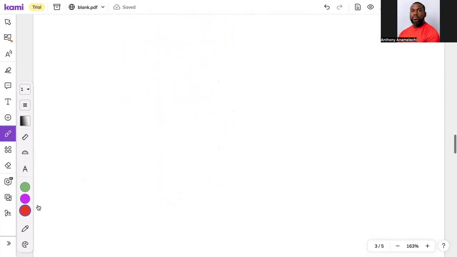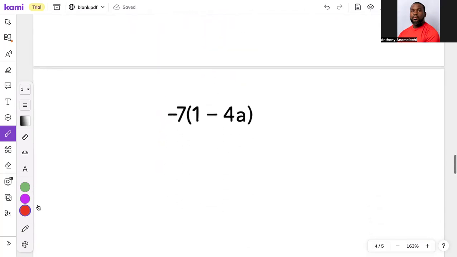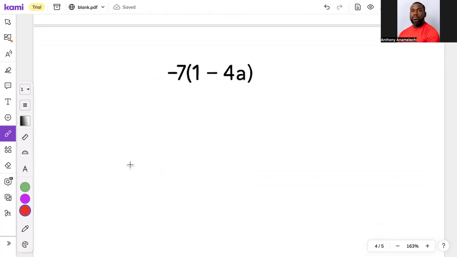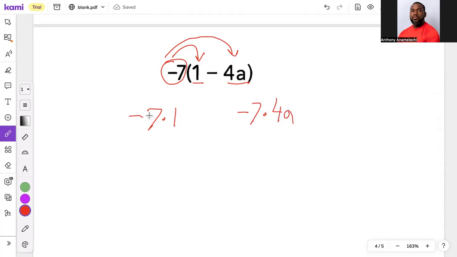And I think we have one more problem to go. These negatives, you're going to have to pay close attention to these negatives because they will change how the problem looks. So my number on the outside is negative 7. 1 for A. Two numbers inside, multiply 2 times. Negative 7 times 1. Negative 7 times 4A. Negative 7 times 1 is negative 7. Negative 7 times 4A is going to be negative 28A.